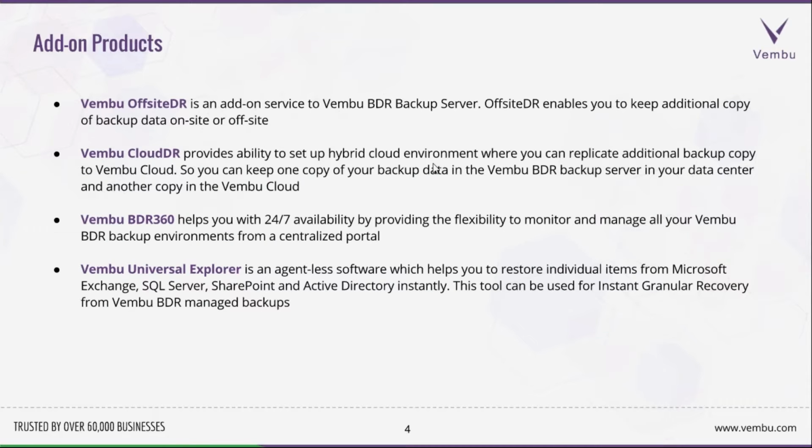We also have some add-on products adding to the main products, and they are Vembu Offsite DR, which helps you to have an additional copy of data replicated to an offsite data center that could be a SAN, NAS or a private cloud. And Vembu Cloud DR helps you to set up a hybrid cloud environment where you can replicate the additional backup copy data to Vembu Cloud so that in case of a disaster you can directly perform a DR from cloud environment.